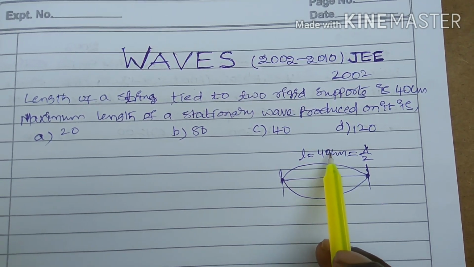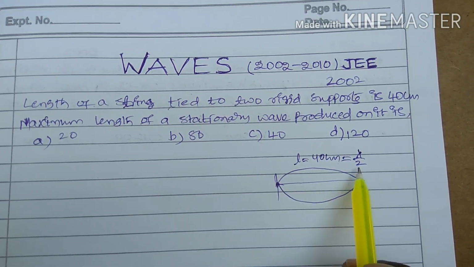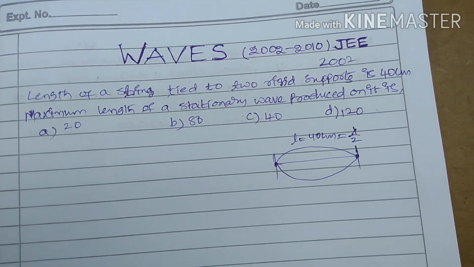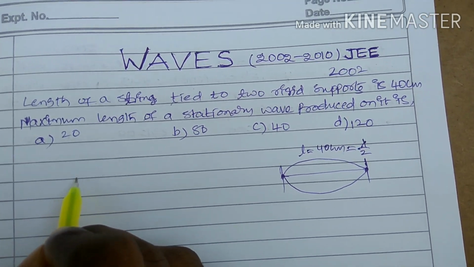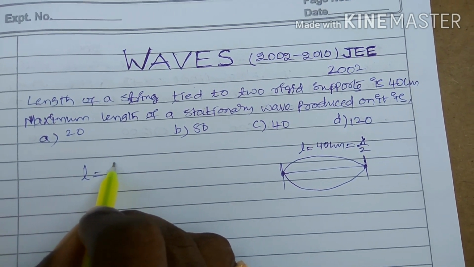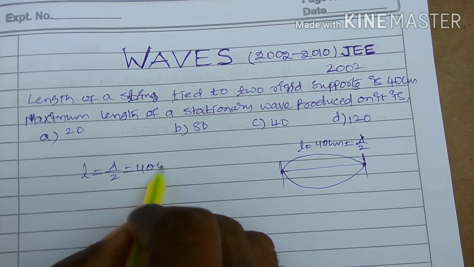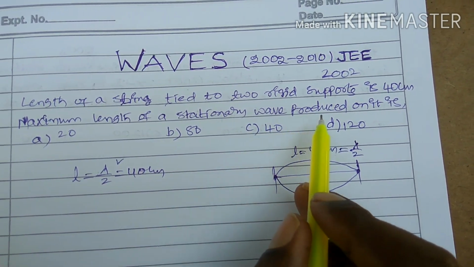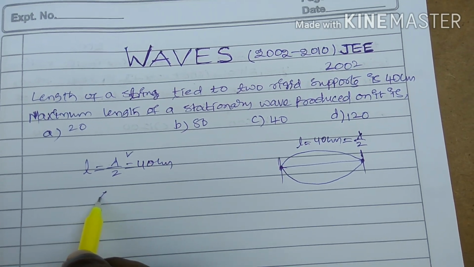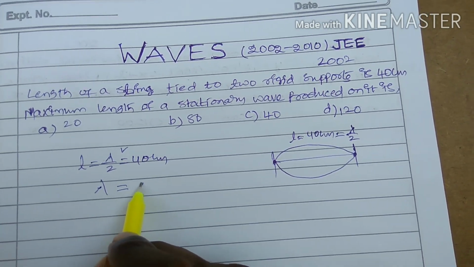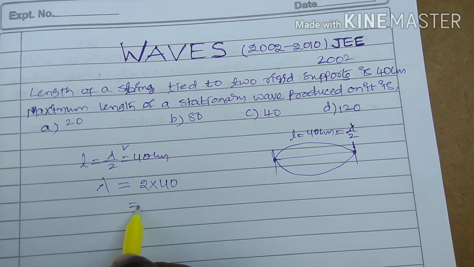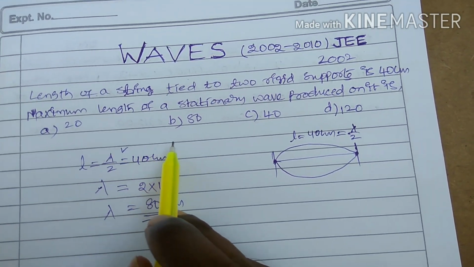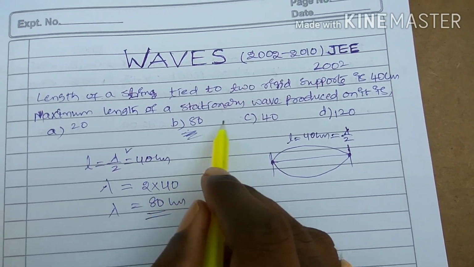So L is equal to 40 centimeter, which is nothing but L equal to lambda by 2, the distance between two node points. So lambda by 2 is equal to 40 centimeter. Now we have to find out the lambda value. Because of the stationary wave produced on it, the length of the stationary wave, that is lambda, will be 2 into 40, which is equal to 80 centimeter. So lambda is equal to 80 centimeter, and option B is the right answer.